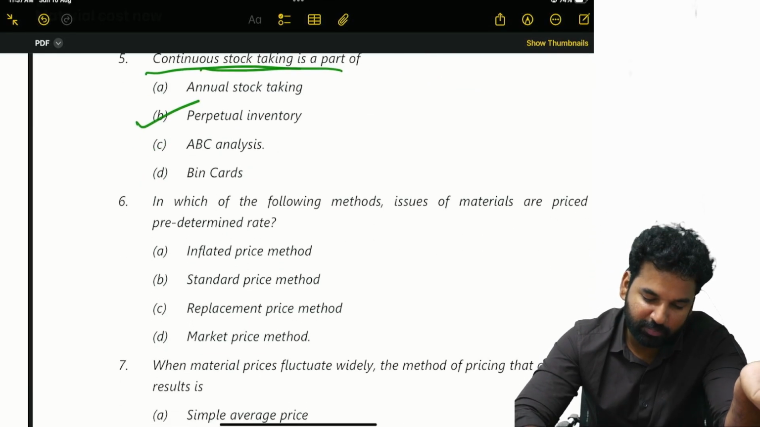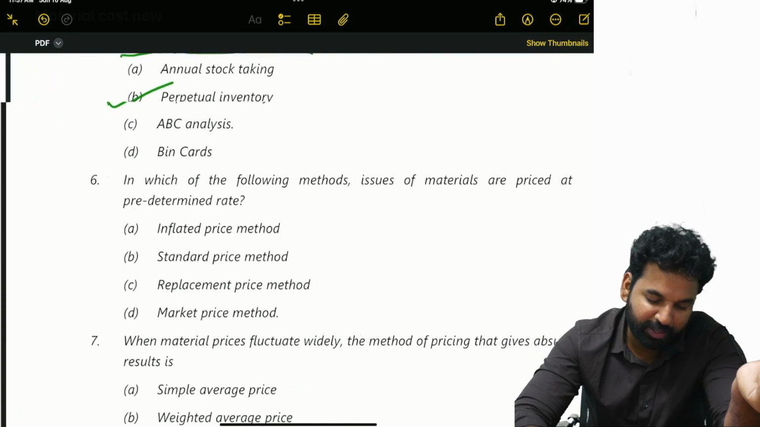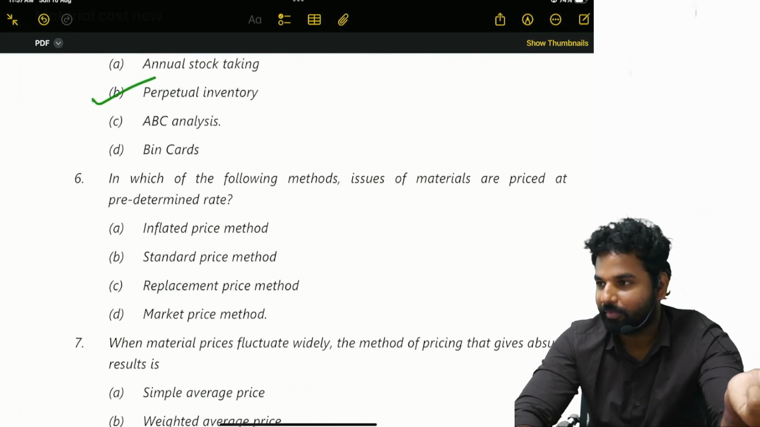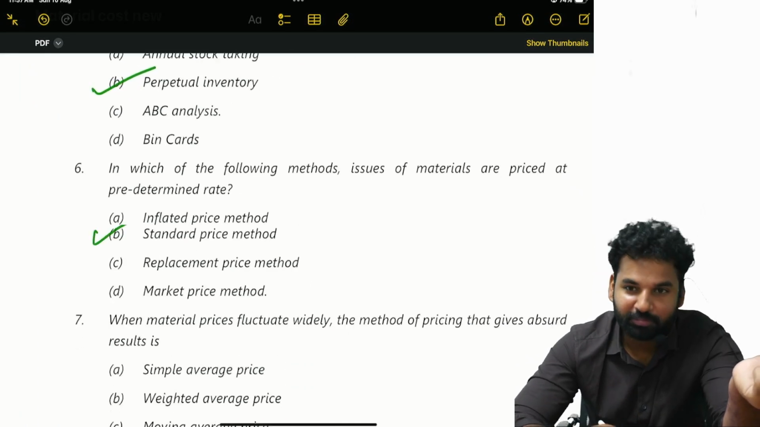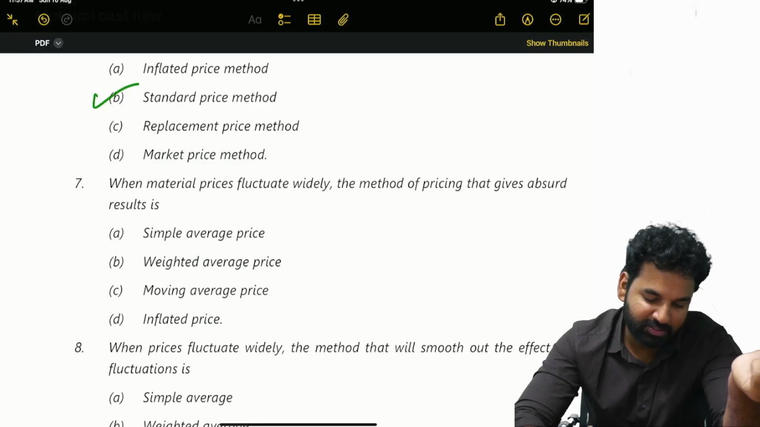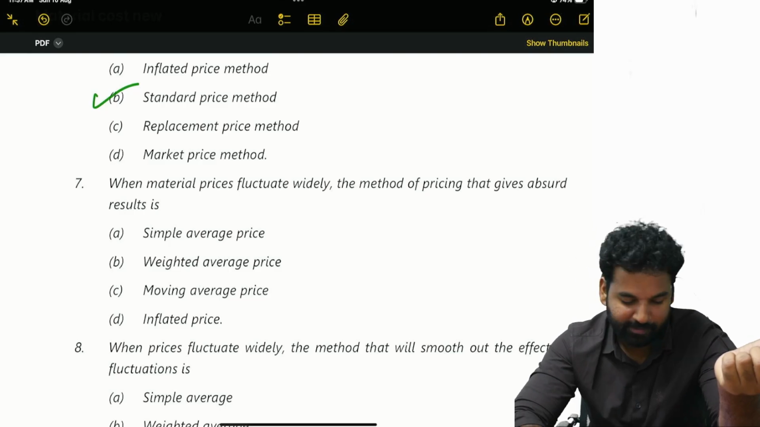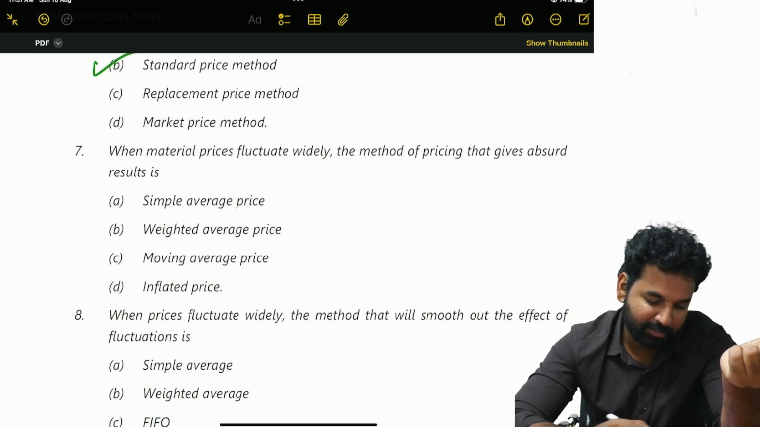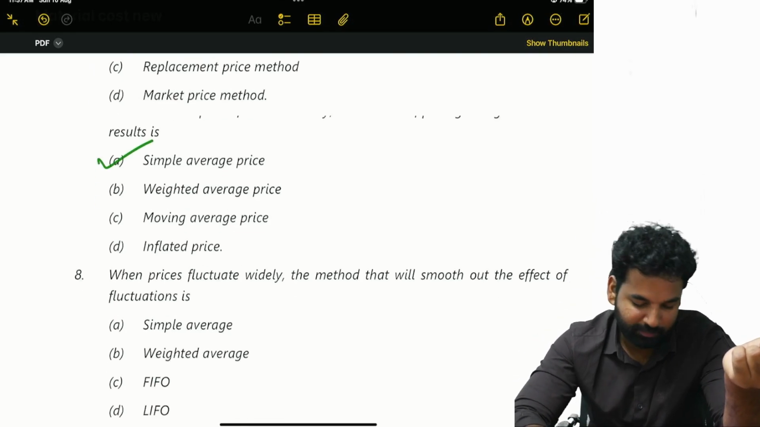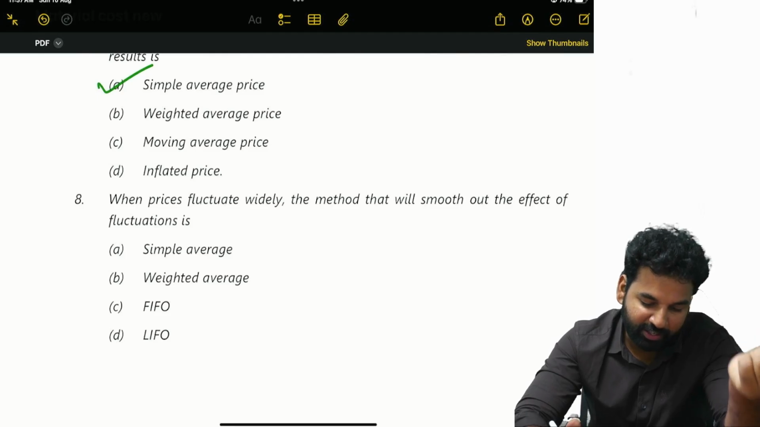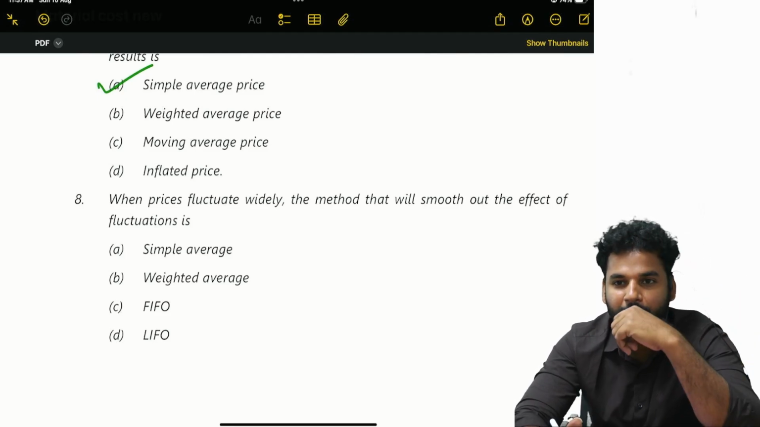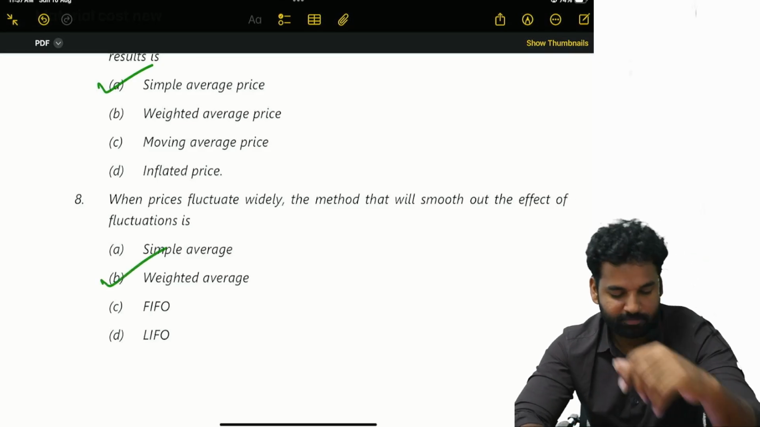Which of the following methods prices issues of materials at a predetermined rate? Standard price method. When material prices fluctuate widely, the method of pricing that gives absurd results is simple average. When prices fluctuate widely, the method that will smooth out the effect of fluctuation is weighted average.